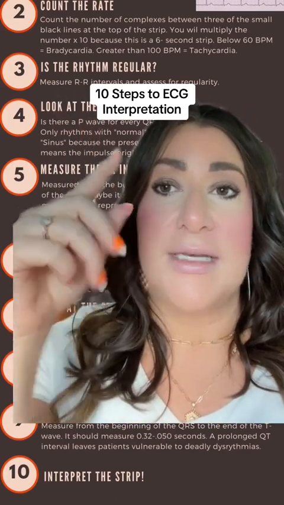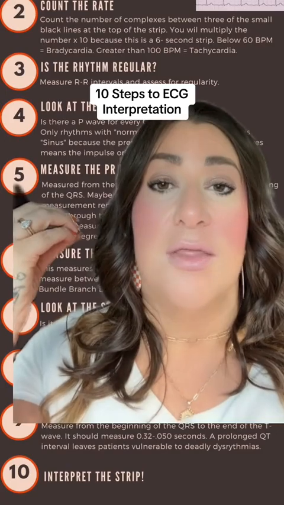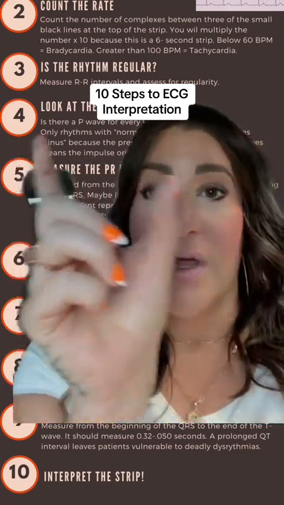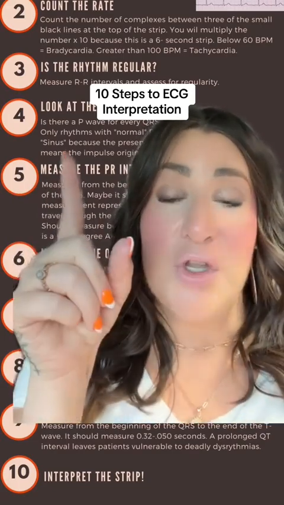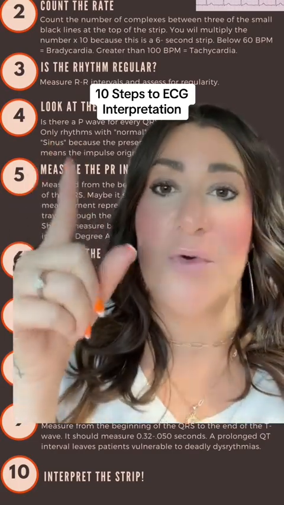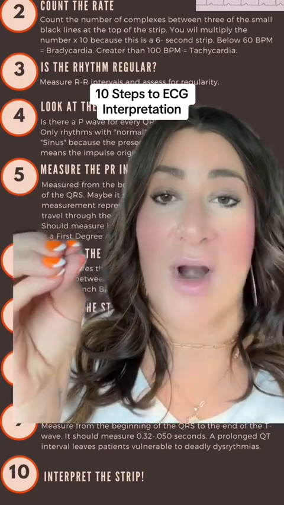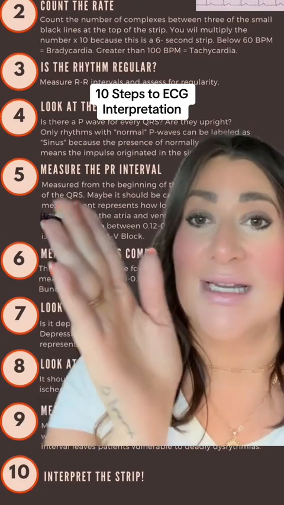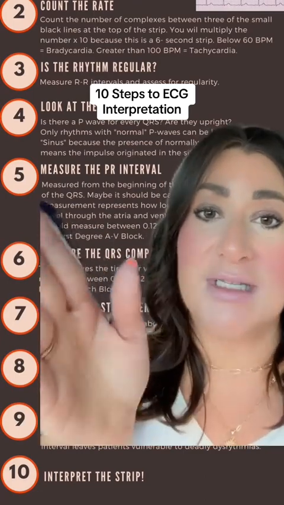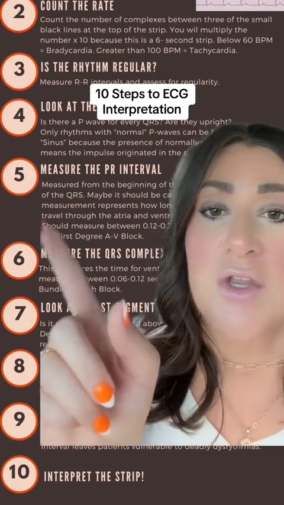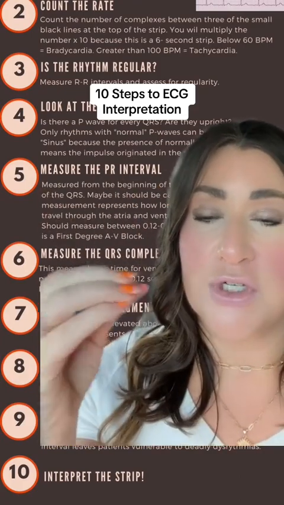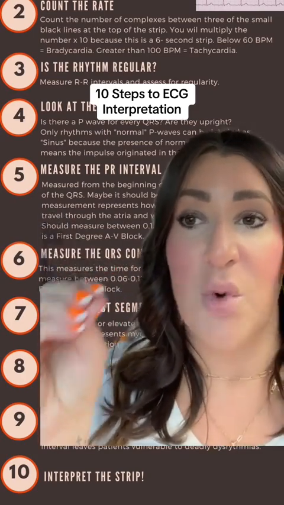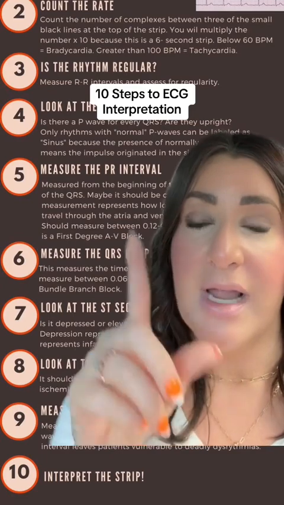You're going to look at the regularity of the rhythm. In other words, you're going to look at every R to R and make sure they march out and they're regular. You're going to make sure there's a P wave present for every QRS, make sure it's upright, and then it's normal. That's going to tell you that this is a sinus rhythm if the P wave is present and upright for every QRS. You're going to measure the PR interval to make sure there's not a first-degree AV block. If the PR interval is greater than 0.20 seconds, there is a first-degree AV block.